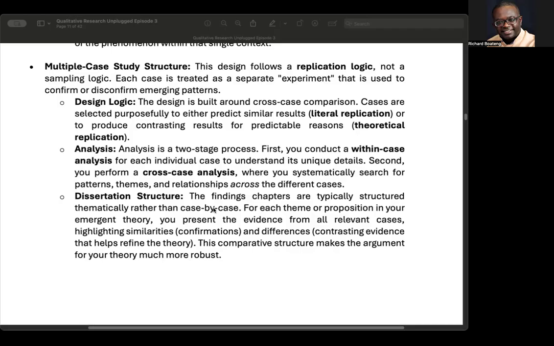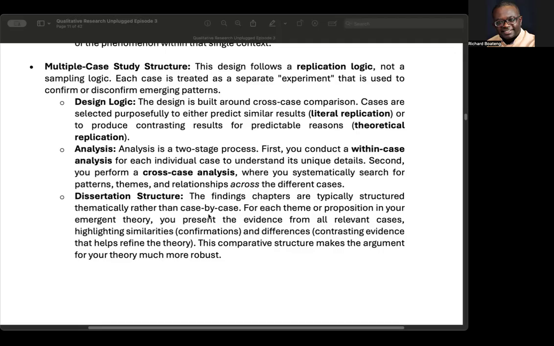Exactly. Then there's homogeneous sampling, which is the opposite. You select cases that are very similar to study a particular subgroup in depth, or critical case sampling, where you select a case that represents a crucial test of a theory. The logic is, if it happens or doesn't happen here, it will likely happen anywhere. Like a litmus test case.